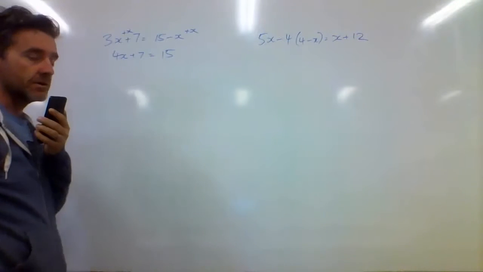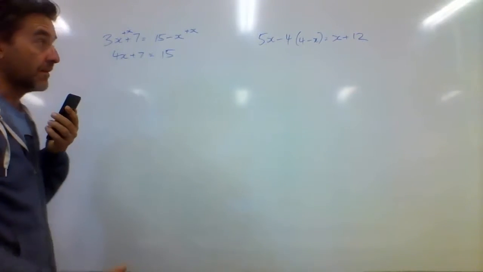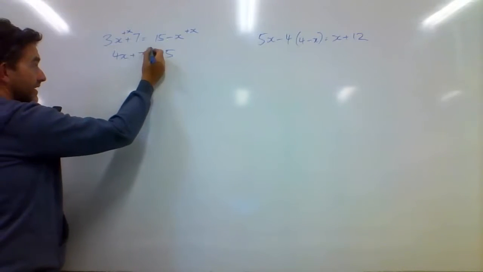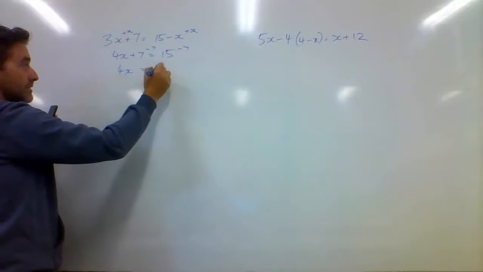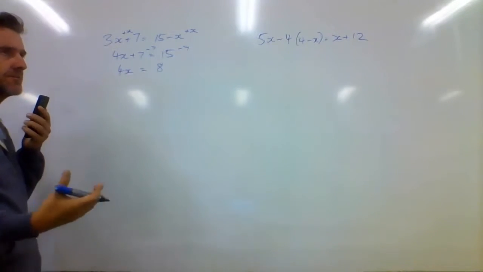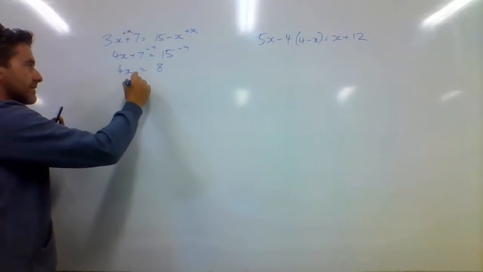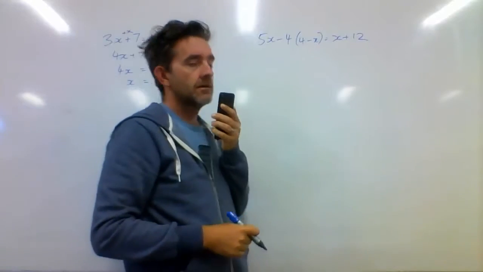And this is your run-of-the-mill two-step linear equation to solve. So I'm going to take that 7 away on both sides. That's going to leave me with 4x being equal to 8. And I can solve this by inspection. 4 times something equals 8, x equals 2. Over here, no big deal.